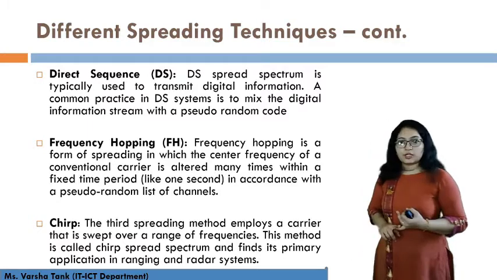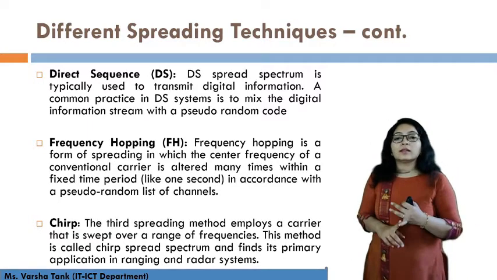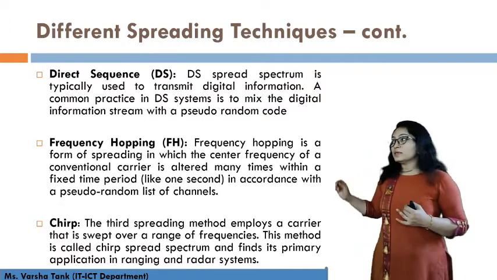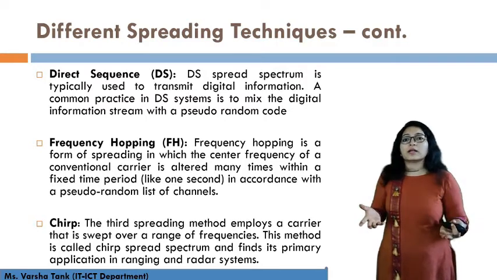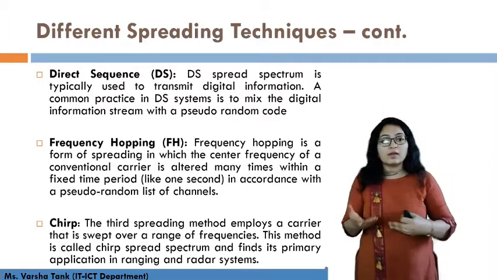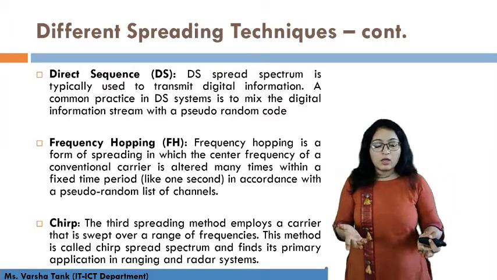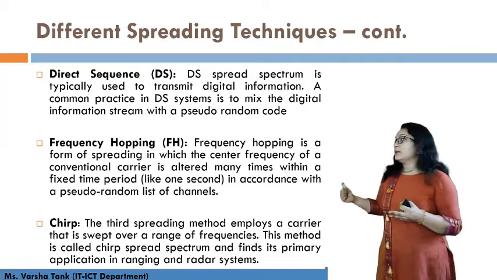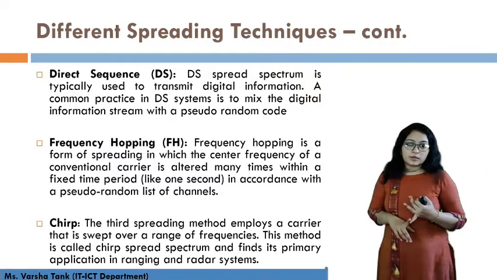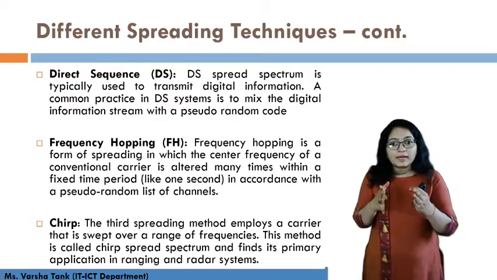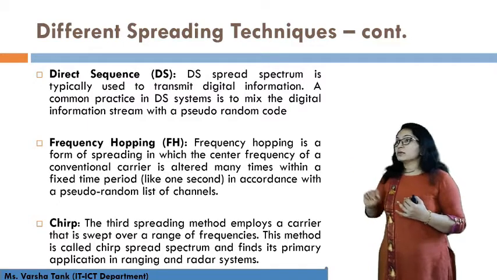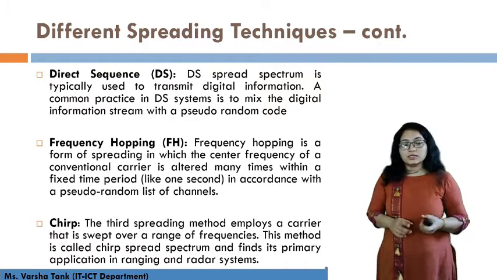Now next is chirp. Chirp, the third spreading method, employs a carrier that is swept over a range of frequencies. In chirp technology, we are sweeping the frequency every time the signal is transmitted. So sweeping of the frequency is done in chirp spread spectrum. This method is called chirp spread spectrum and finds its primary applications in ranging and radar systems. In our syllabus we will see DSSS and FHSS.